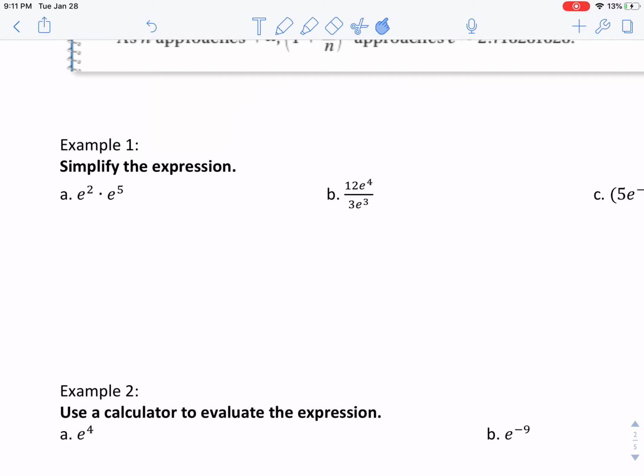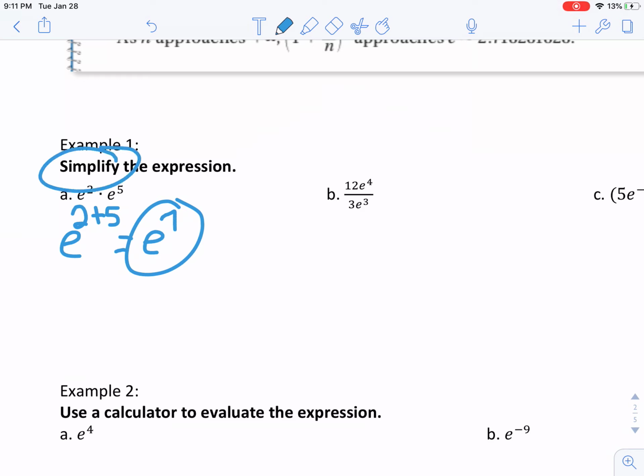So in example 1, it has e squared times e to the 5th. Well, if you remember back to our exponent properties, we keep our base, so e, and we add our exponents if we multiply, right? E squared times e to the 5th is e to the 7th. And that's your answer. Done. You don't have to go any further than that. All you have to do is simplify. Do not evaluate.